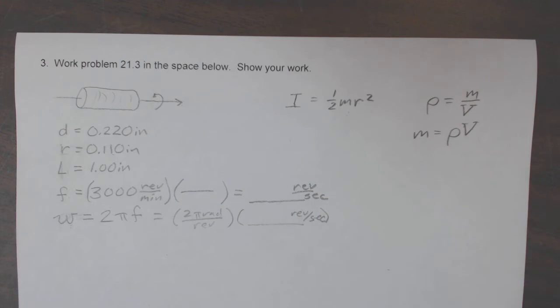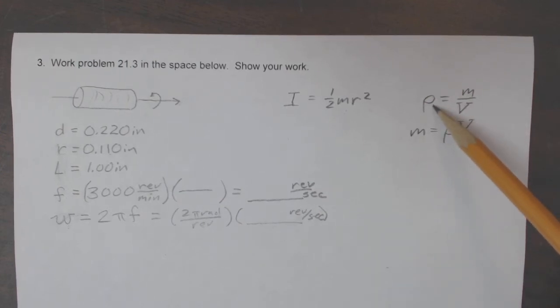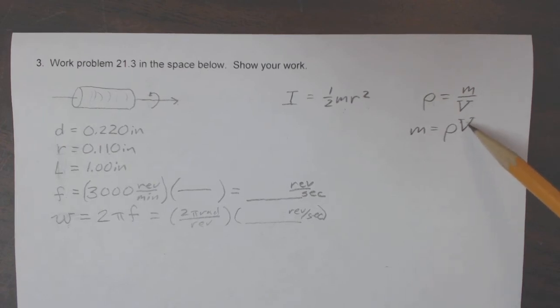They don't really give you the mass in the word problem, so we'll have to calculate it from the density. The density rho is equal to m divided by v.